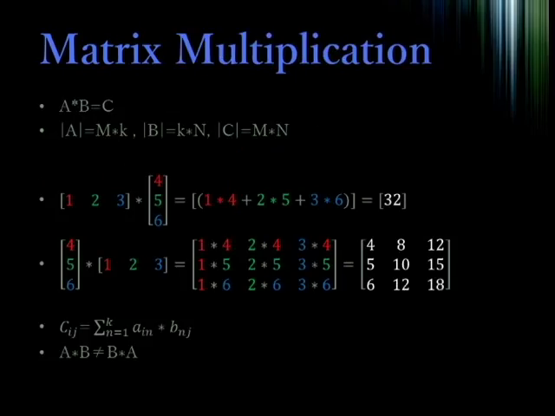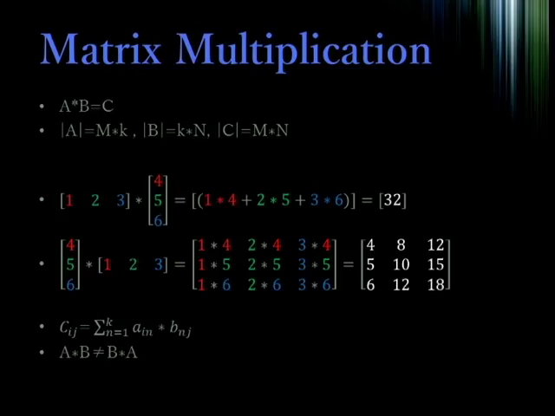Finally, we get to the heart of the matter. Matrix multiplication. Matrices can be multiplied together, A times B equals C, when the size of A is m by k, the size of B is k by n. The resulting matrix, C, will be m by n. Because matrices are always listed as rows columns, this means that the number of columns in A must be equal to the number of rows in B in order to perform a matrix multiplication.